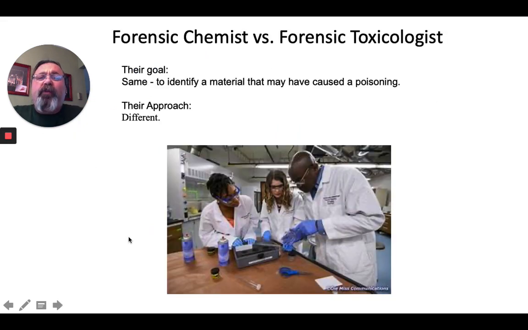Now, what is the difference between a forensic chemist and a forensic toxicologist? Although their goal is the same, which is to identify the material that may have caused the poisoning at the crime scene, their approach is a little different. Let's see what that looks like.